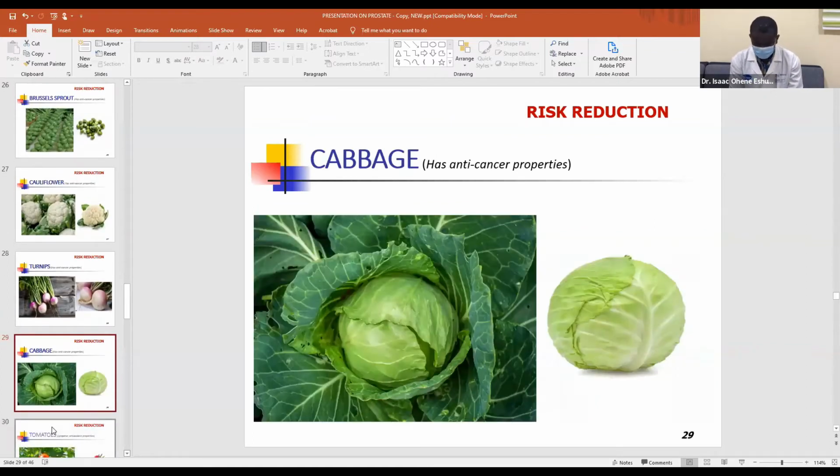So we have a cabbage. So cabbage also has anti-cancer properties, and this is very common in our household. So, I mean, those who are salad lovers would really have this news, a positive one.